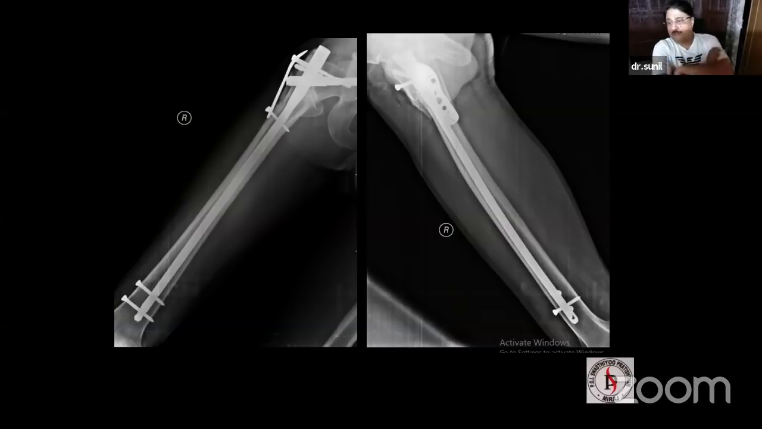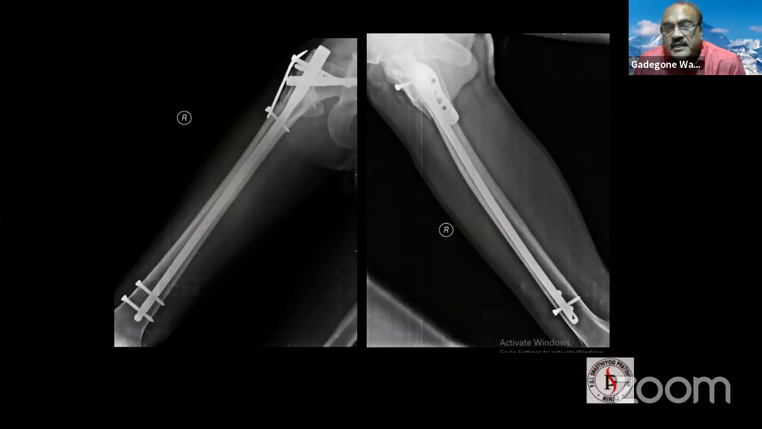Any comment on this, sir? Sunil? Yeah, may I comment? I am doing this regularly now after seeing Dr. Ganjale's results. There is a hole inside the plate. You put the screw through that hole, and then you augment, so it gives added stability to the nail. You can do that in some of the cases.